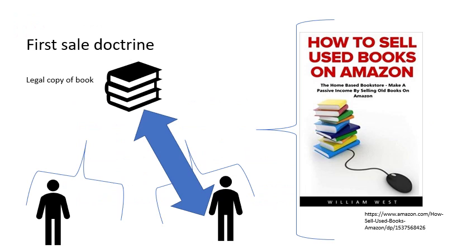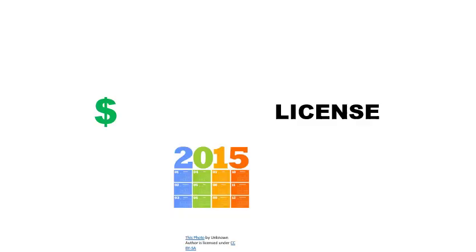The first sale doctrine allows people who purchase a legal copy of a work to be able to lend it or sell it as they wish. This means if I buy a book from Barnes & Noble and want to donate it to the public library or to sell it on eBay, I am able to do so. Digital media, though, have introduced new complexities into the first sale doctrine.